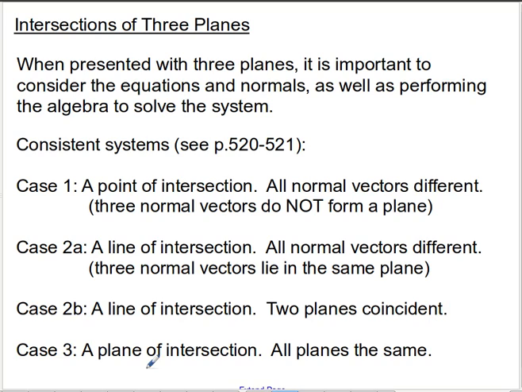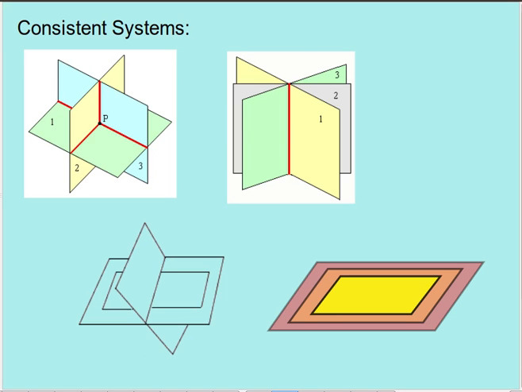And then finally, certainly the least interesting case is a plane of intersection, a single plane of intersection, and that means that all three planes are the same. They're probably just in a different algebraic form. Some of these things are difficult to visualize.